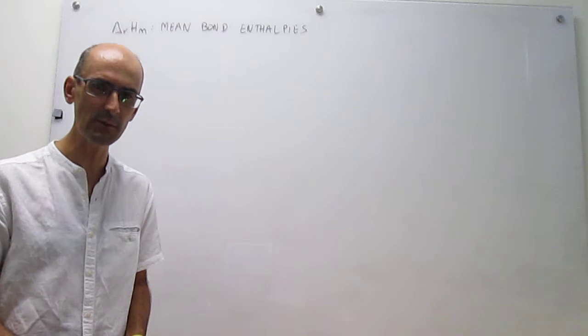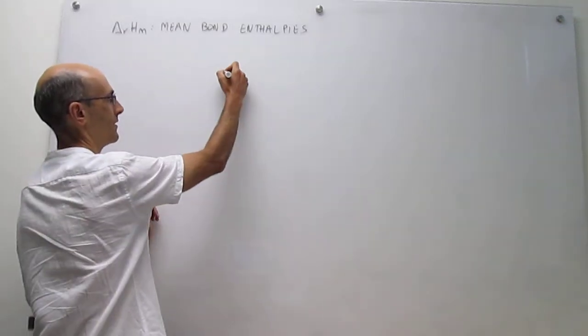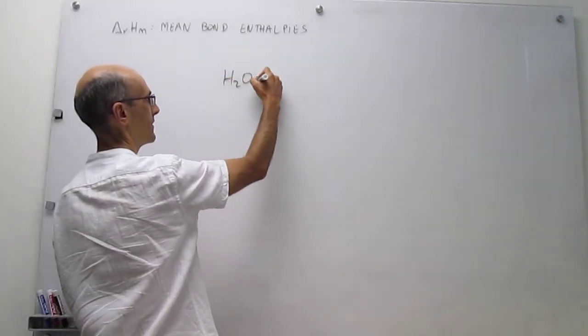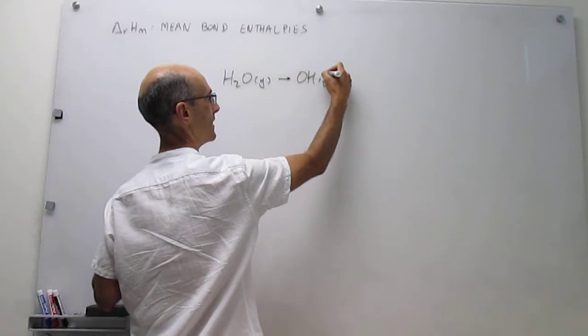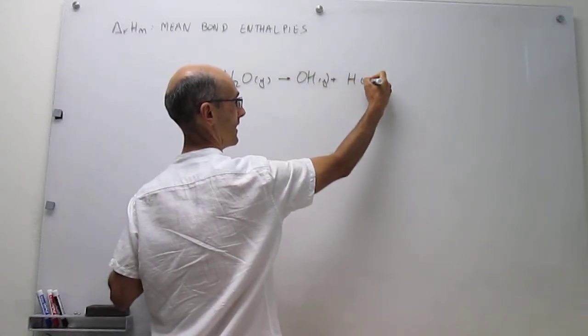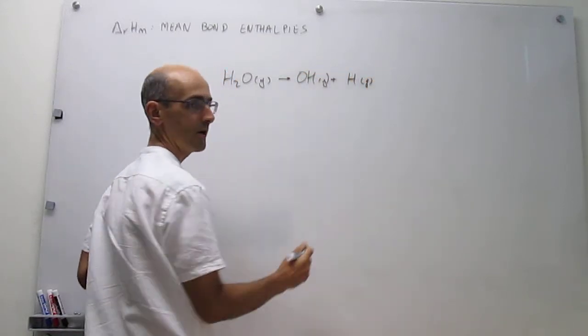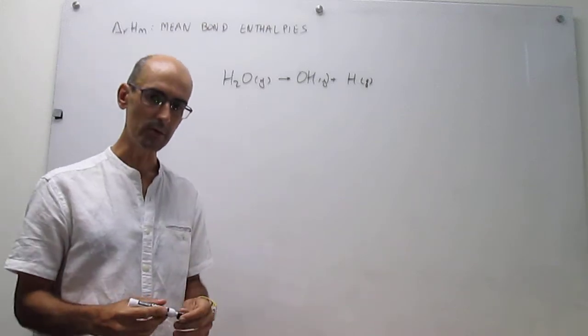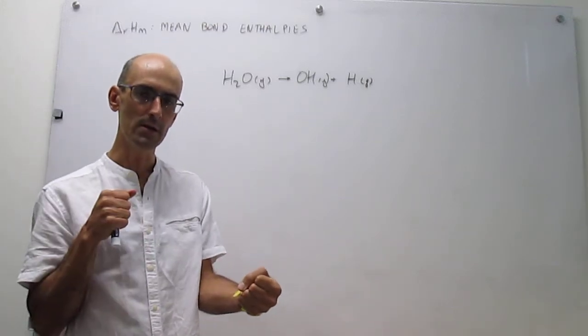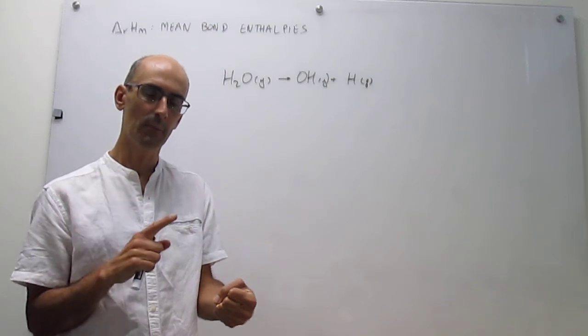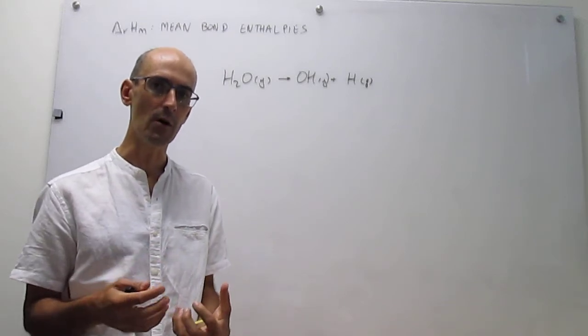Okay, let's talk about this simply by thinking about the dissociation of water in the gas phase into hydroxide and a hydrogen atom. Alright, so notice that what you're doing here is you're taking a water molecule and just breaking off one bond. Now, here's a key point that a lot of people get wrong.